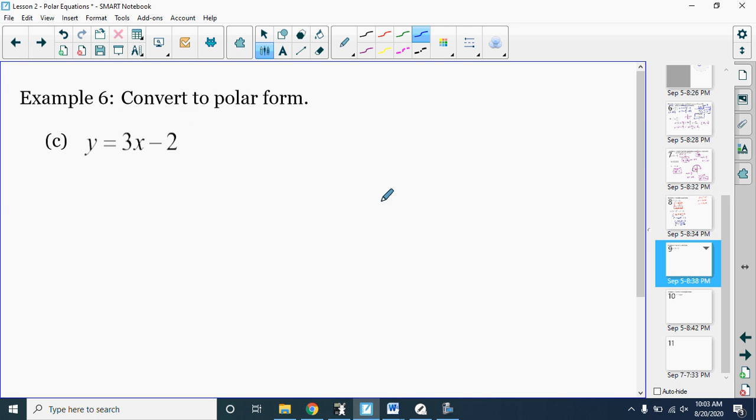Part C, y equals 3x minus 2. y equals 3x minus 2. y I can replace with r sine theta. x I can replace with 3 cosine theta.